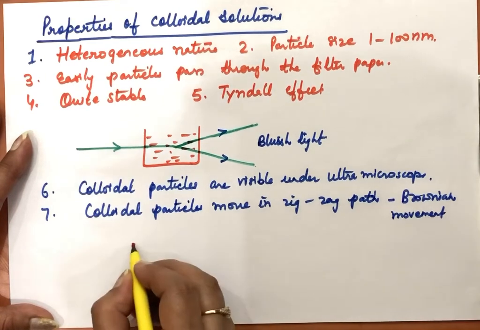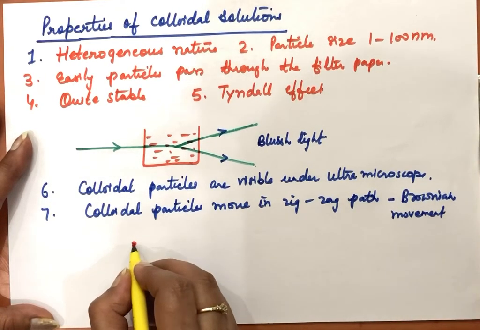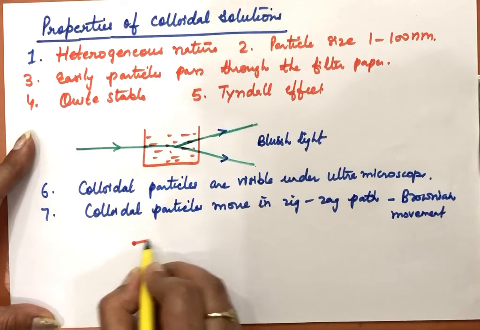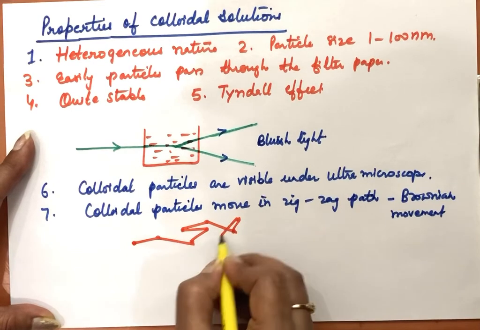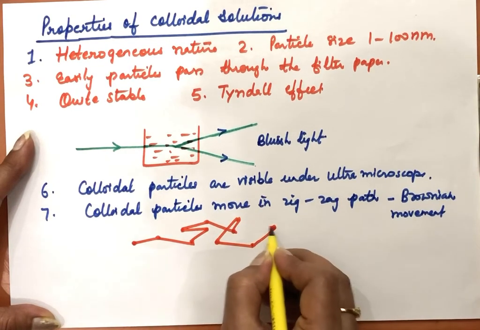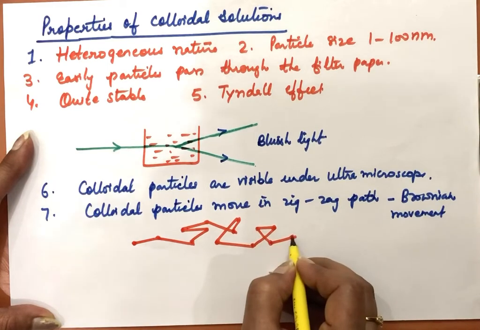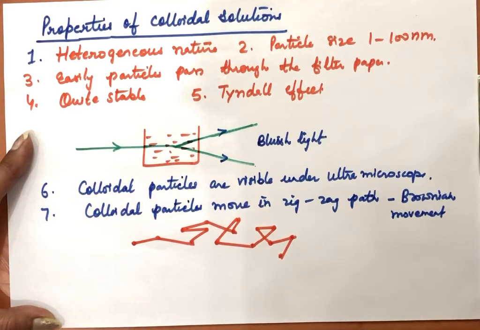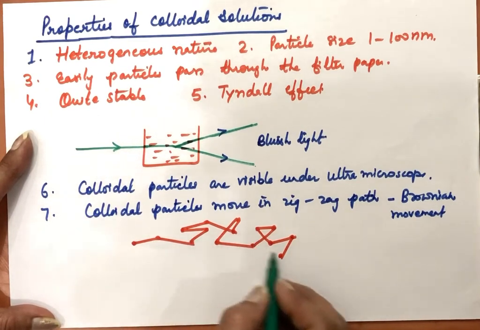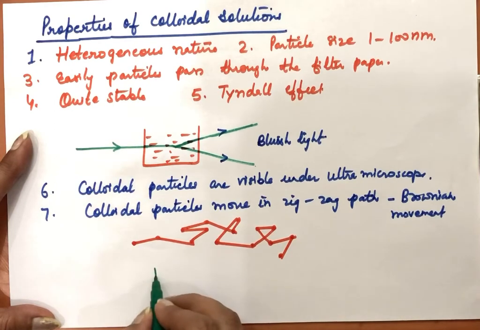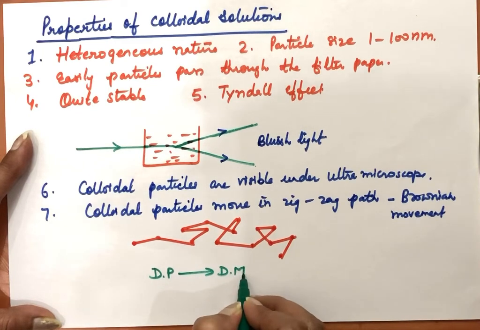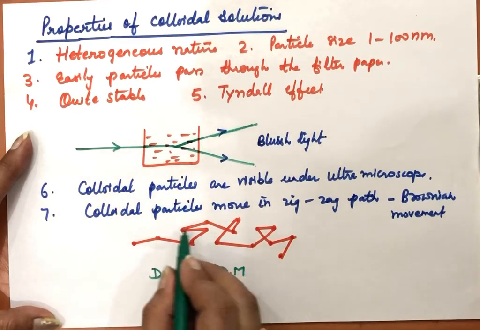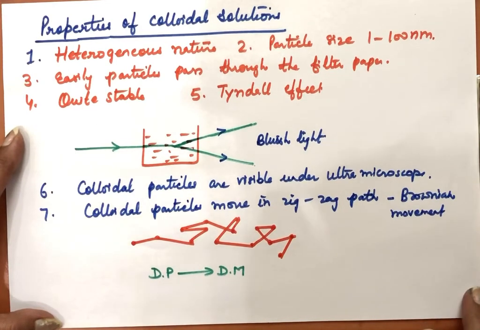And this movement is like this. Suppose we are focusing on this one particle. When we see this particle under the ultra microscope, we see it moving in different directions in a zigzag way, like this. So this zigzag movement is possible only in the case of colloidal solutions. And this movement is known as the Brownian movement. And why are the particles moving in a zigzag way? Because the dispersed phase particles collide with the dispersion medium. When they collide, their direction and speed change. That is why they move in a zigzag way.